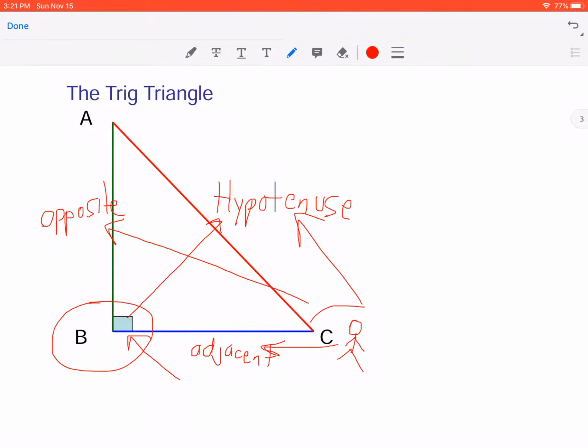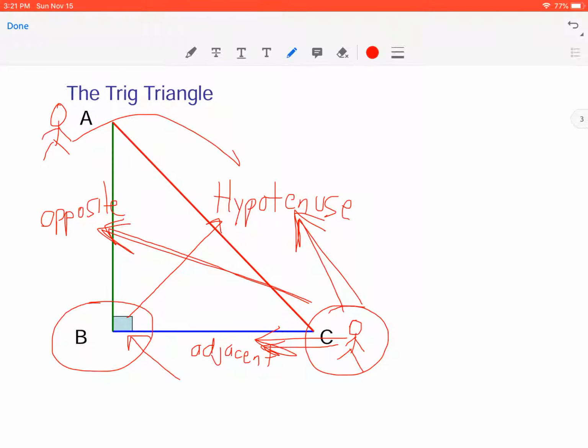Now, if I'm standing here, this is opposite, this is adjacent, that's hypotenuse. But if I was standing up here, it would be different. This would be the hypotenuse still, but now that A to B would be the adjacent, and this piece down here would be my opposite. All right?